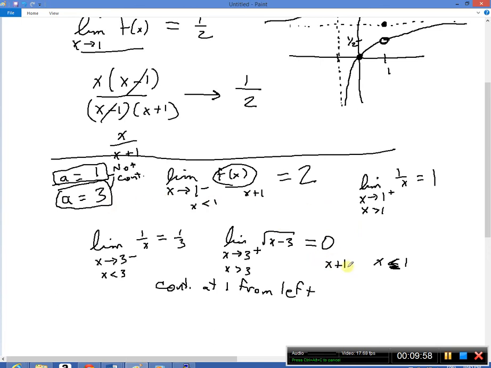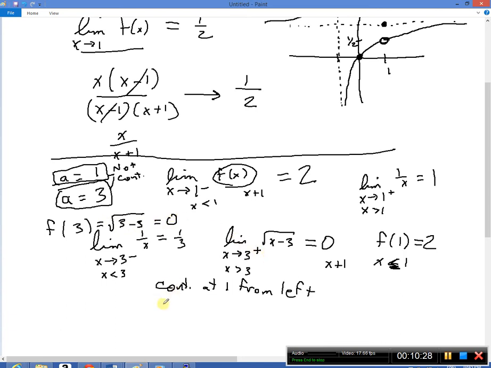So let me write down what I'm saying here. f(1) is equal to 2 for this function, which matches the limit. While we're at it, let's see what f(3) is. According to the definition, we're allowed to plug in 3 in the third formula, which would be the square root of x minus 3, so 3 minus 3. So f(3) is 0, which matches the limit from the right.